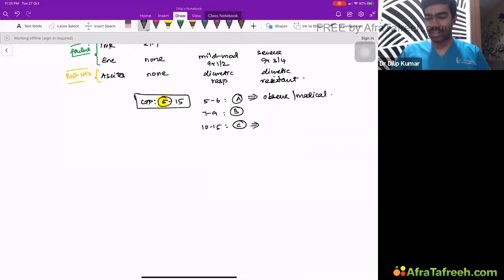As far as Child class C is concerned, we are going to use only palliative care, which means these are very frail patients with advanced liver disease. There's no point in giving any aggressive intervention protocols.